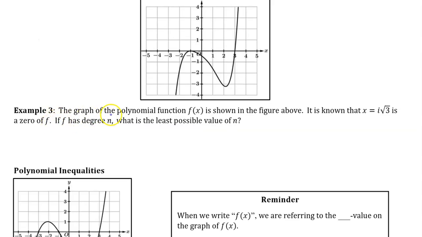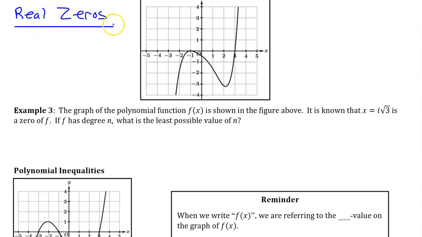Example 3. The graph of the polynomial function f of x is shown in the figure above. It is known that x equals negative i root 3 is a 0 of f. If f has degree n, what is the least possible value of n? Let's start by counting the zeros that we see. Remember, we are not going to see imaginary zeros, so those will be added on. So in other words, let's start with the real zeros, because those are the ones that show up in the graph.